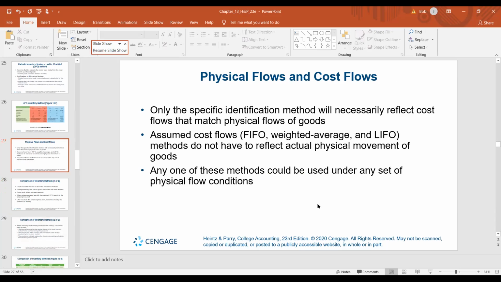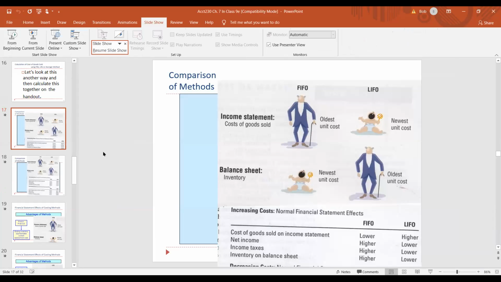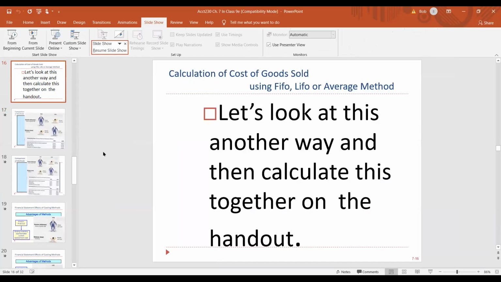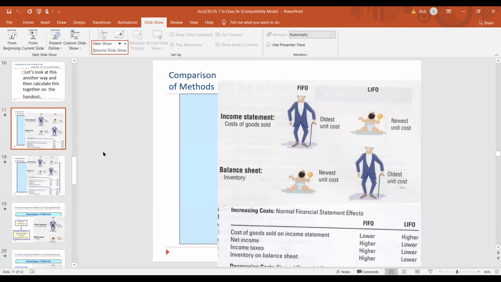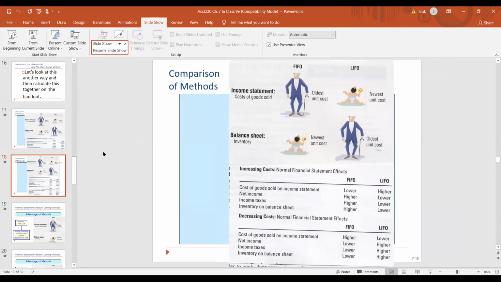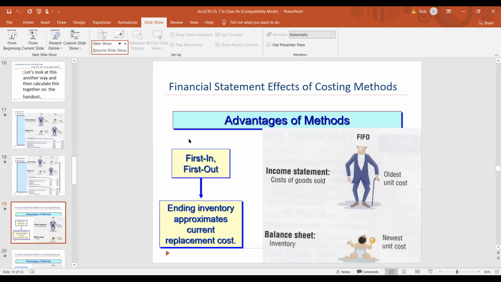Inventory costing methods. Now, let me go back to our textbook here, please. Give me just one moment. I like that better than this presentation with the old guy with the cane and the babies. I don't know. Just okay.